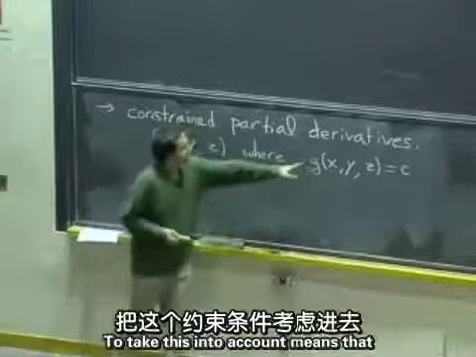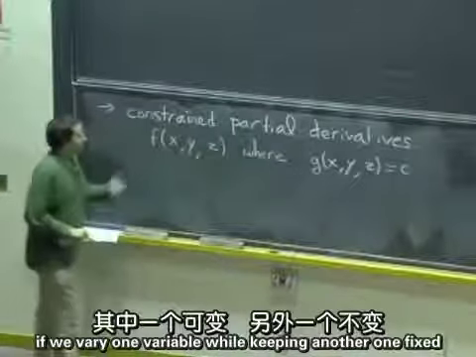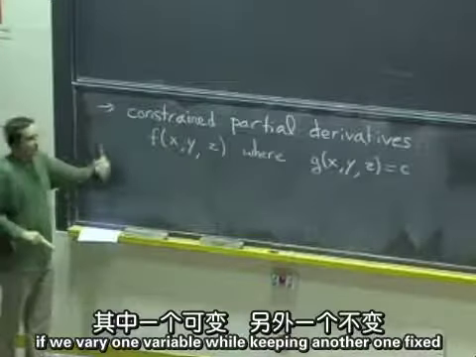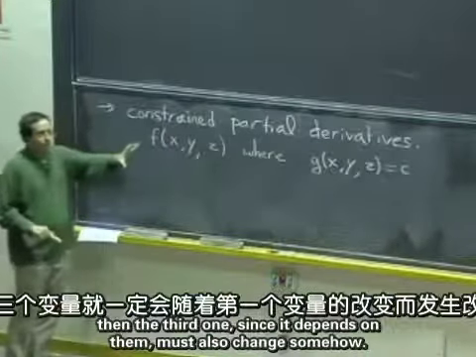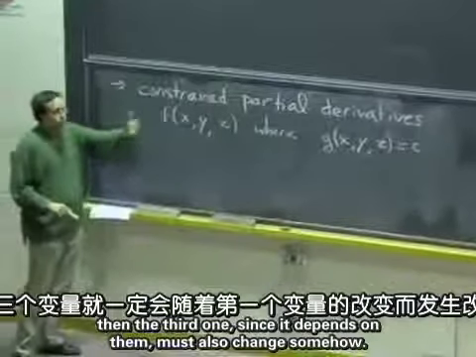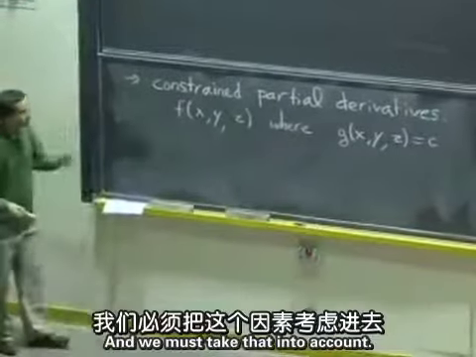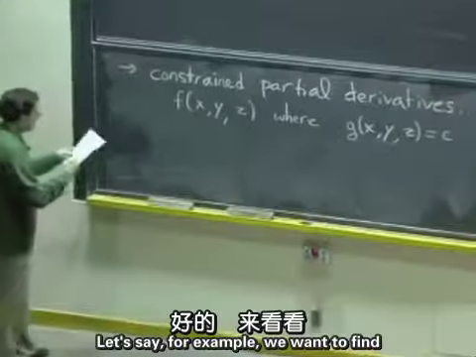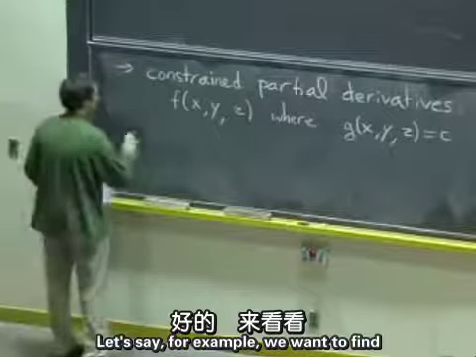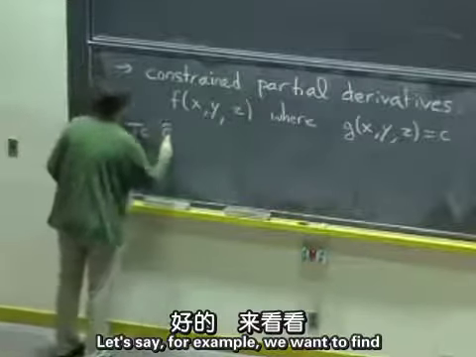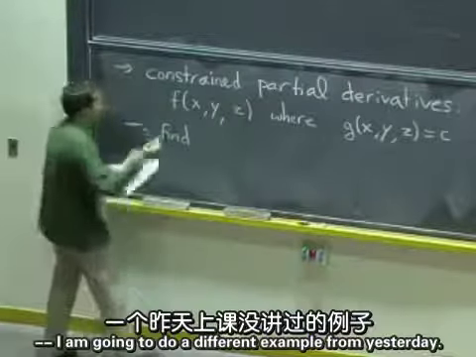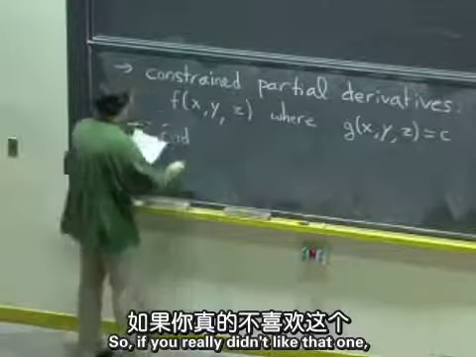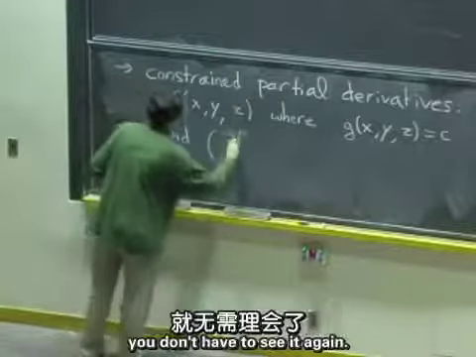To take this into account means that if we vary one variable while keeping another one fixed, then the third one, since it depends on them, must also change somehow. And we must take that into account. So let's say, for example, we want to find, because I'm going to do a different example from yesterday, so that if you really didn't like that one, you don't have to see it again.